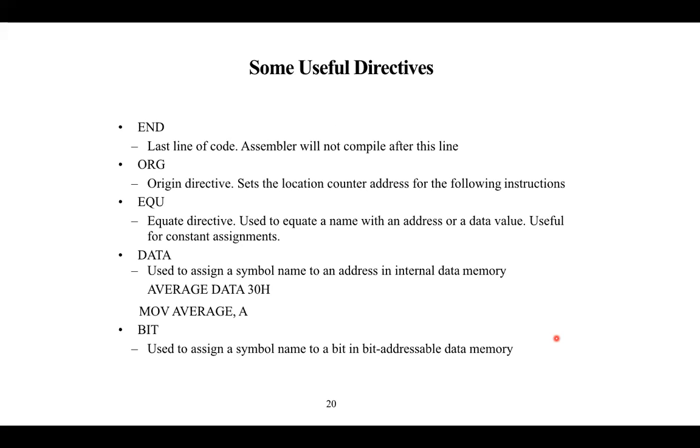Some useful directives. END is the last line of code; the assembler will not compile after this line. ORG, the origin directive, sets the location counter address for the following instructions. EQU, the equate directive, is used to equate a name with an address or data value, useful for constant assignments.